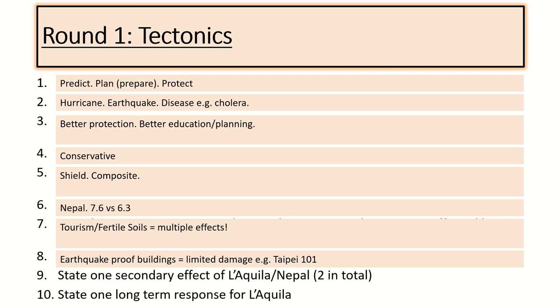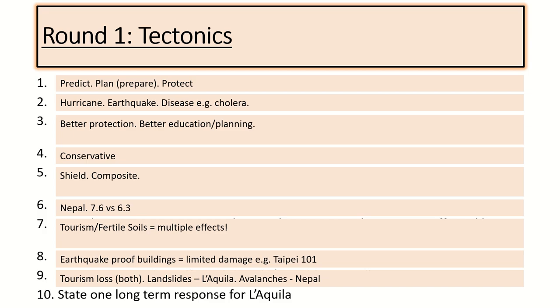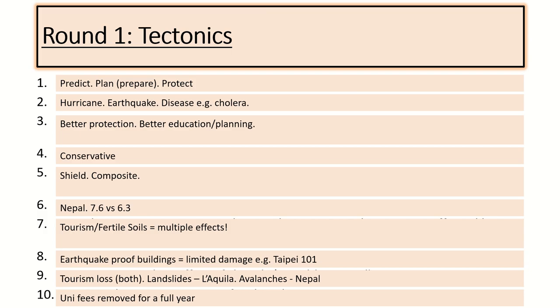Secondary effects, which is a bit later on, would include loss of tourism for both parties, landslides in L'Aquila, avalanches killing climbers on Everest in Nepal, amongst others. And a long-term response for L'Aquila was uni fees being removed for a full year. You might have chosen other ones.